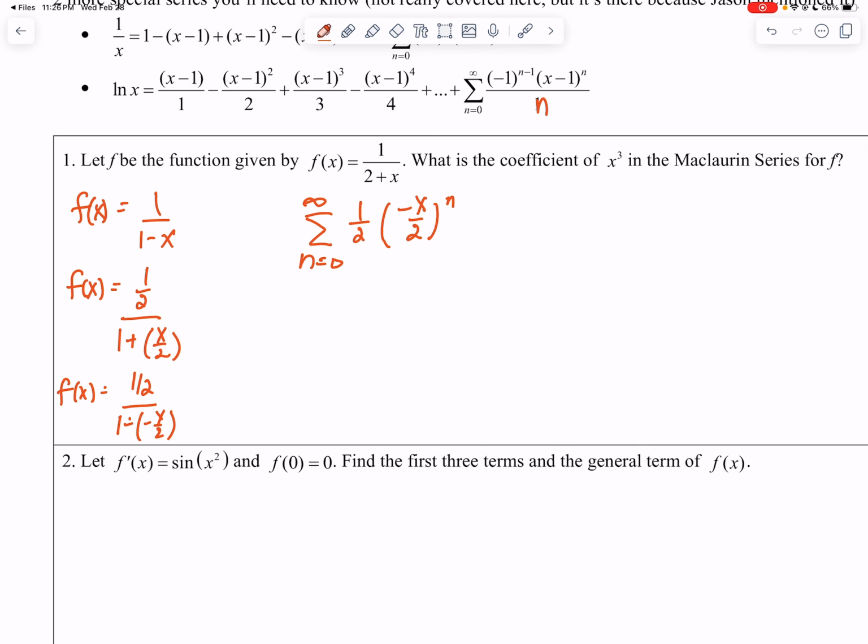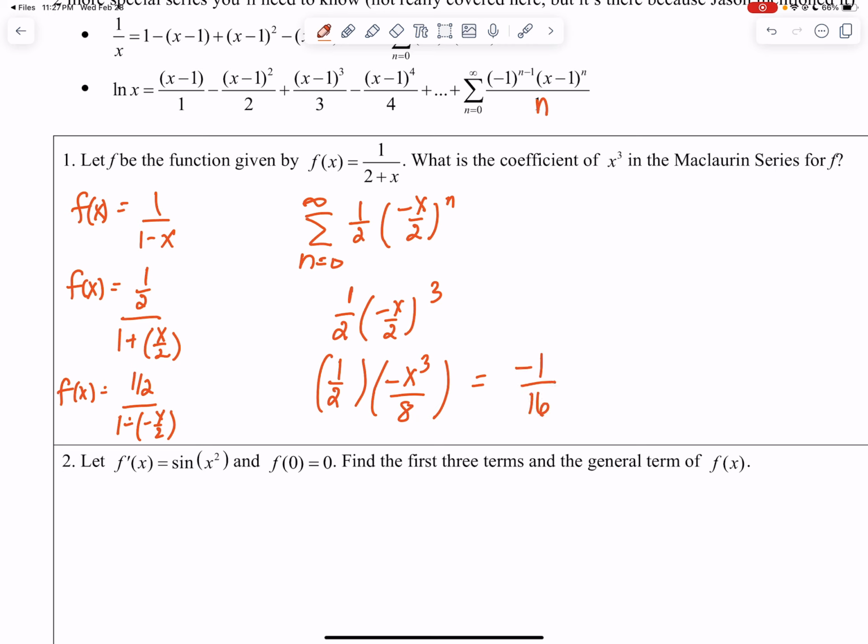We want to find the coefficient of x to the third. So essentially this is saying if n is 3, then what's my coefficient? That's going to be 1/2 times negative x to the third, and then 2 to the third is 8. Which is going to give us negative 1 over 16 x to the third, which means that the coefficient of x to the third is negative 1 over 16. There you go.